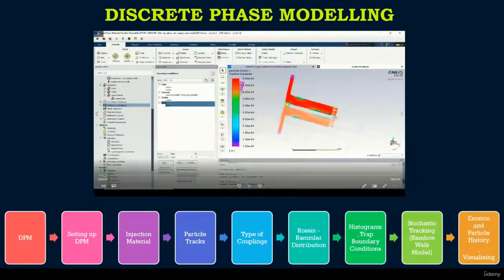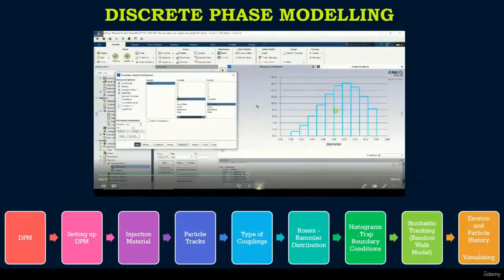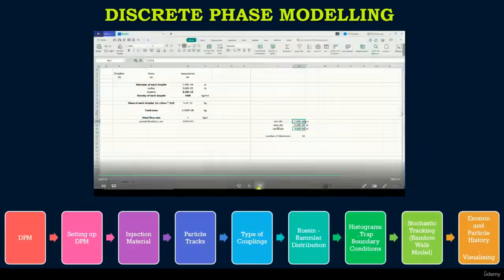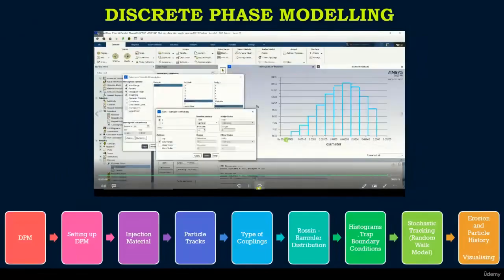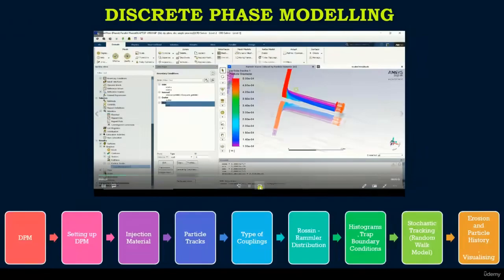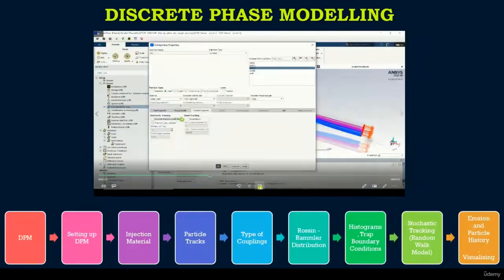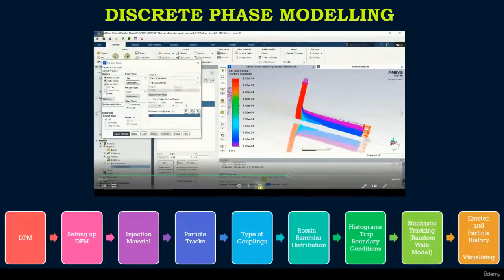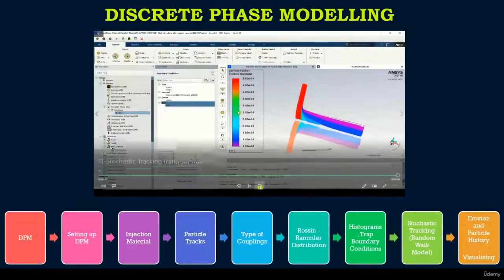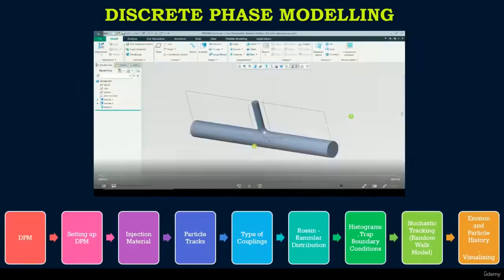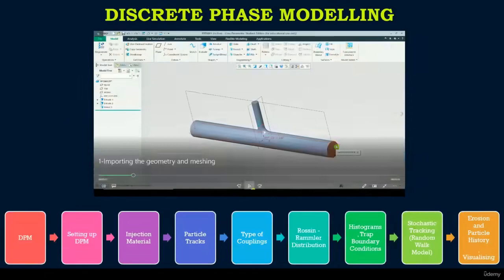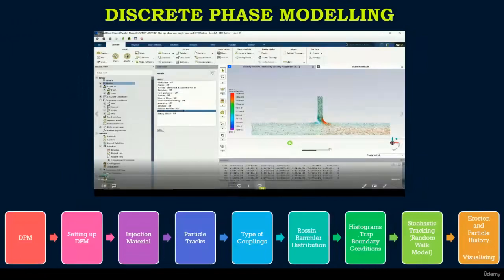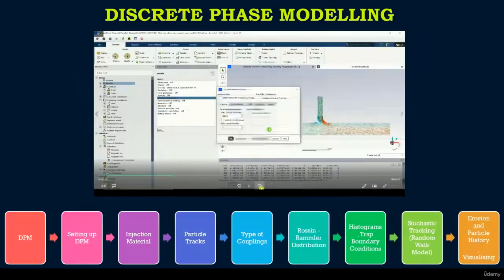We will try to represent the particle distribution in the domain with the help of histograms. We will see what are the different boundary conditions in discrete phase model, for example, the trap boundary condition. We will go through the stochastic tracking technique, also called the random walk model. Finally, we will be evaluating the erosion in a pipe, and we will learn the procedure to export the particle history into the CFD post module for the purpose of visualization.